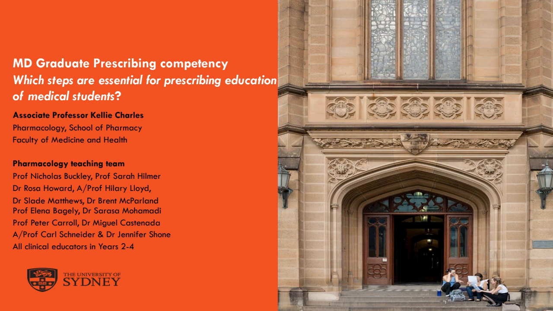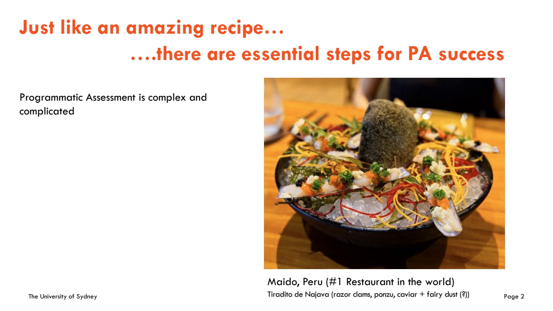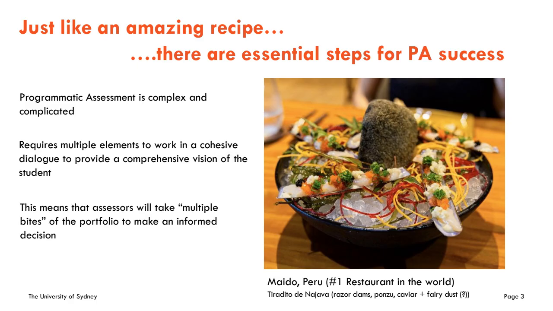I come from a family of chefs, so foodies are a big thing for me. And I see programmatic assessment a little bit like an amazing meal: it's complex and complicated, and requires multiple elements to have this cohesive dialogue to provide a comprehensive vision of what the food is, or equivalently in student terms, a comprehensive vision of what the student is capable of. As assessors, having multiple bites of that particular portfolio, where we see multiple elements being tasted, can help us make better informed decisions.